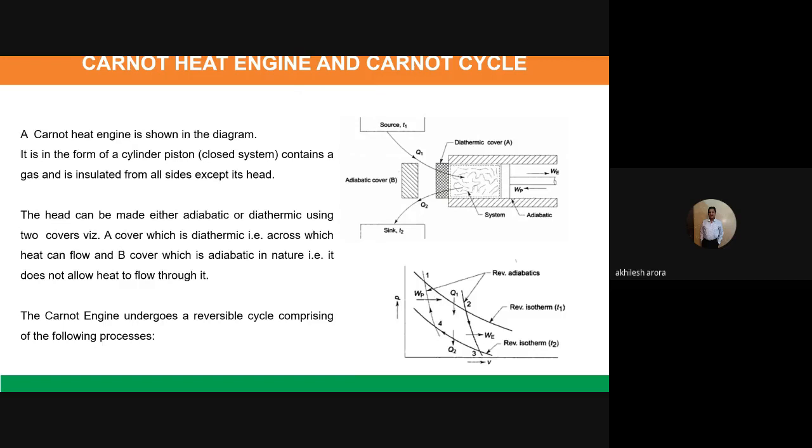It's the Carnot heat engine and the Carnot cycle. When we talk about the Carnot heat engine or Carnot cycle, it's basically a reversible heat engine, and the Carnot cycle is always considered a reversible cycle. Now, I think you might have studied this Carnot cycle earlier also. It comprises four processes. Two are reversible isothermal, and two processes are reversible adiabatics.